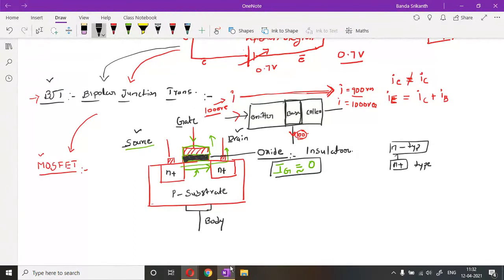That is the reason there was a revolution from BJT to MOSFET. Here the gate terminal is a metal. Metal, oxide, and the p-type material is a semiconductor. That's why the name is given metal oxide semiconductor field effect transistor. Anyhow, before this there was the FET device, only the FET.